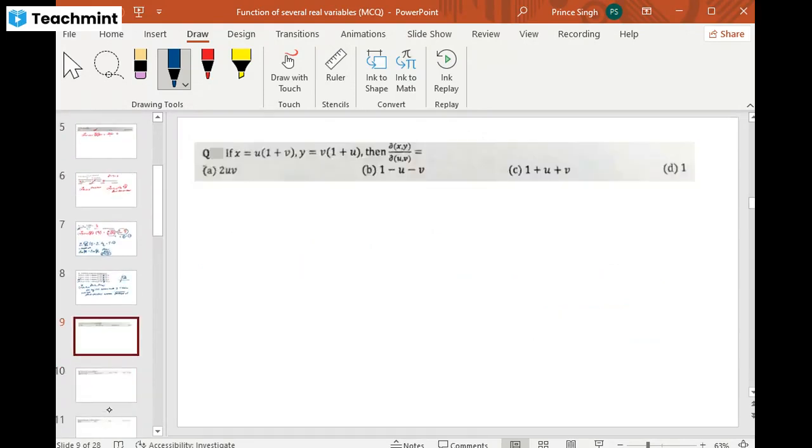Let us come to the next question. The next question is based on the Jacobian of (x, y) with respect to (u, v). So by definition, this is the determinant of curly x upon curly u, curly x upon curly v, curly y upon curly u, curly y upon curly v. The derivative of the first with respect to u and v, the derivative of the second with respect to u and v.